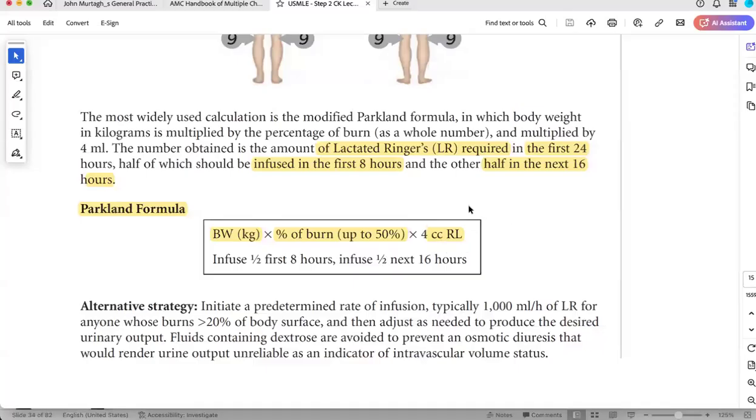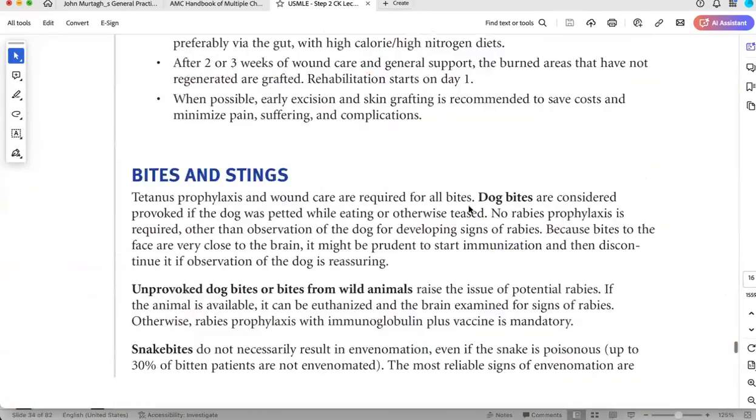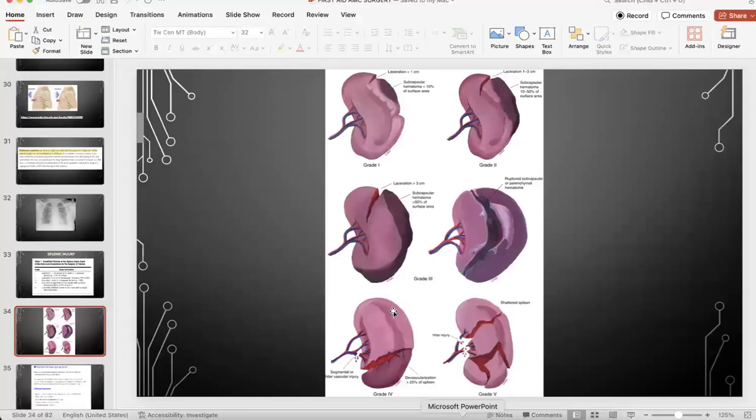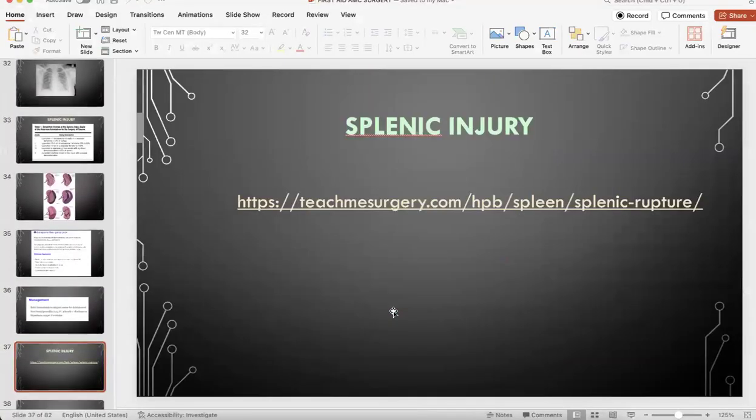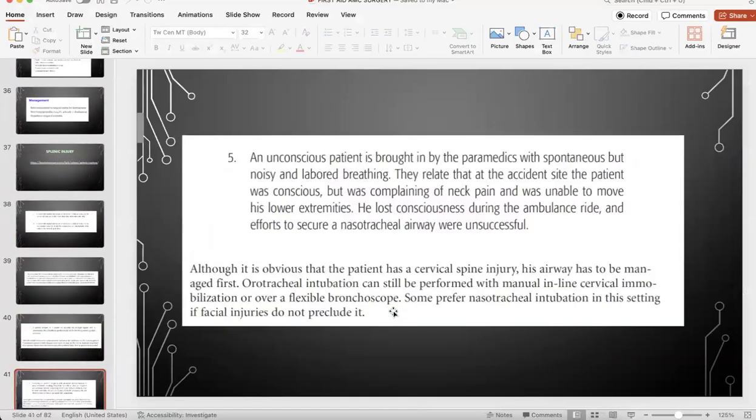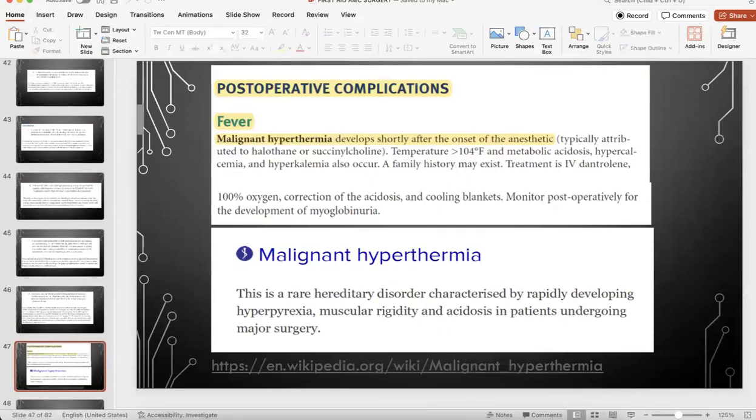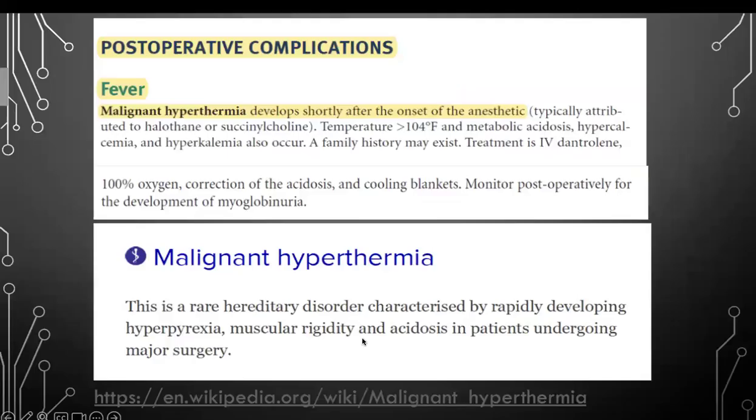Okay. Carbon monoxide, which happens in an enclosed setting. Same with kidney injury, you do a CT scan, but nothing needs to be done as long as the patient is vitally stable. Just wait and watch.